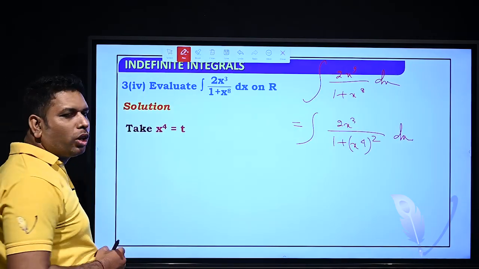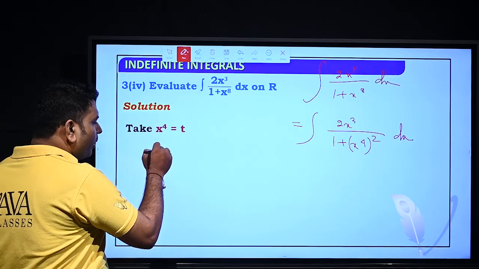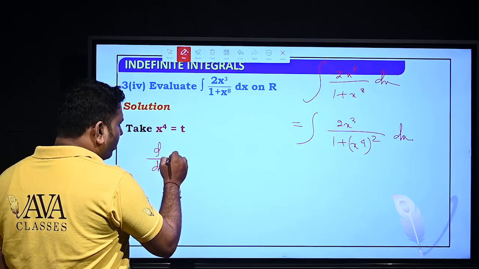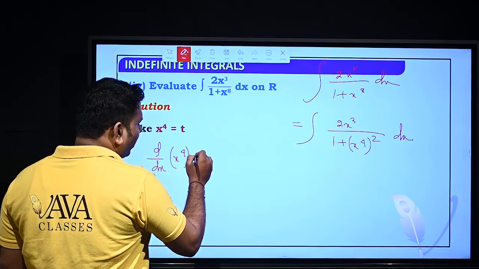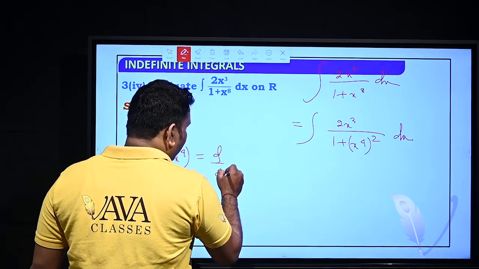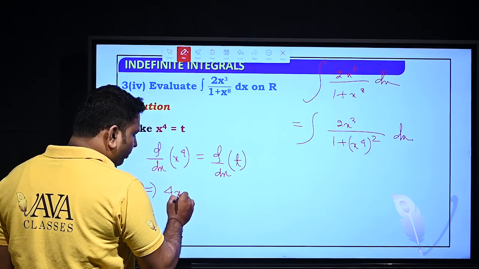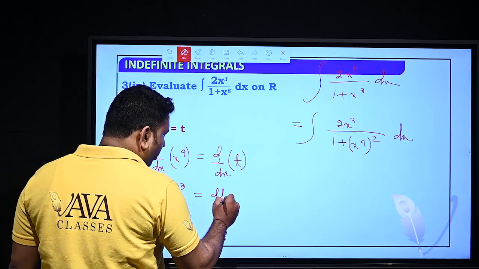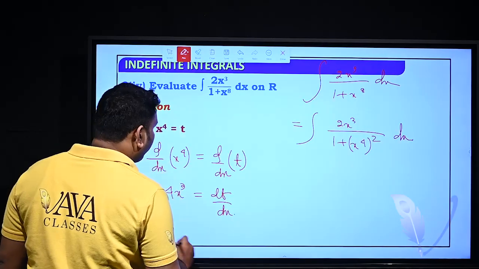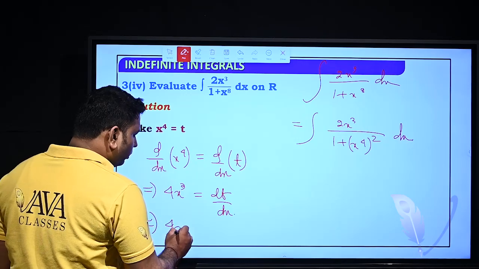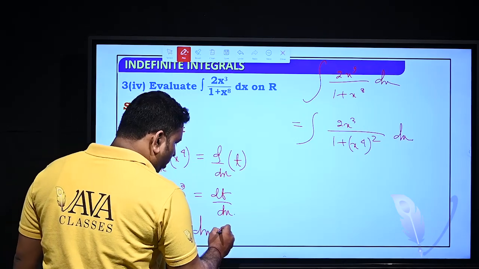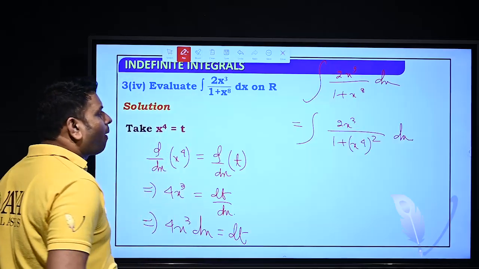So differentiate both sides with respect to x. So d by dx of x to the power 4 equal to d by dx of t. So d by dx of x to the power 4 is 4x cube, equal to dt by dx. So 4x cube dx equal to dt.